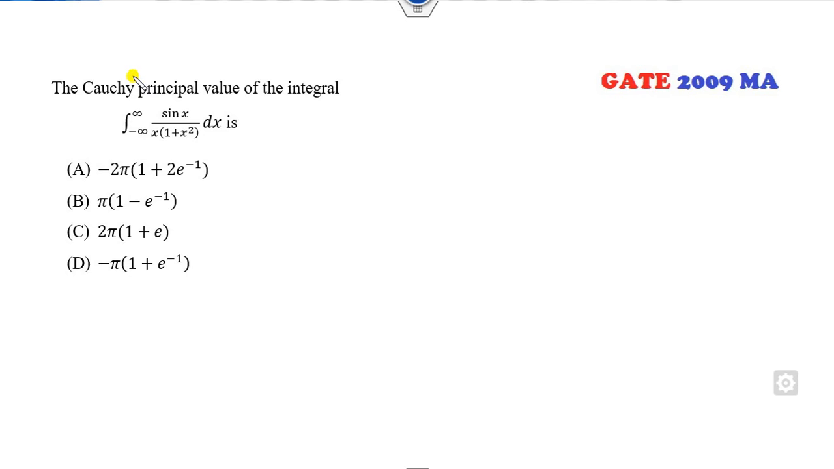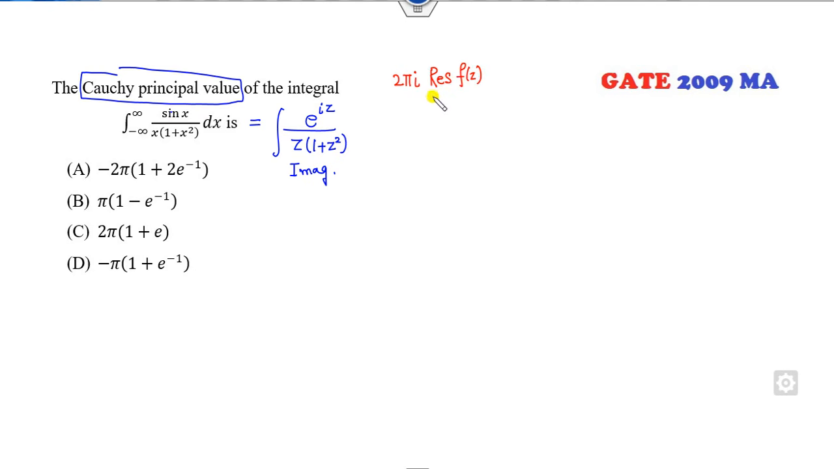Okay, look at now again, it's the Cauchy principal value. So I can write this as e raised to power iota z divided by z into 1 plus z square. Now since it's a sine, we need the imaginary part. What is the shortcut trick? As I told you, it's 2 pi iota times the residue of f of z when the imaginary part of z is greater than 0, plus iota times pi times the residue of f of z when the imaginary part is equal to 0.